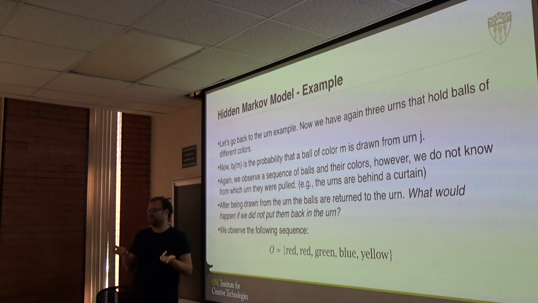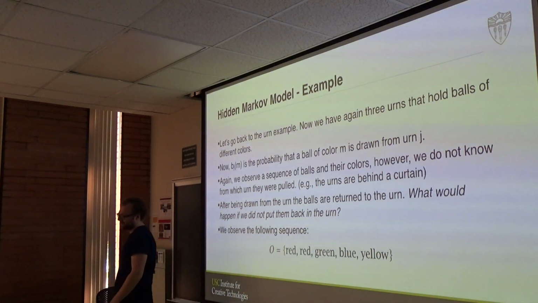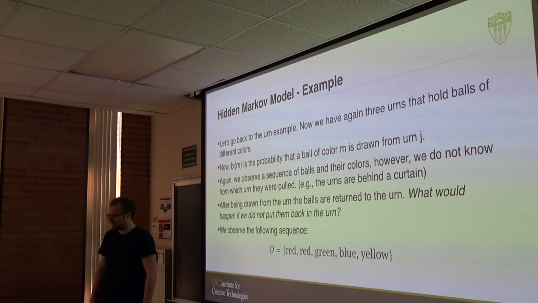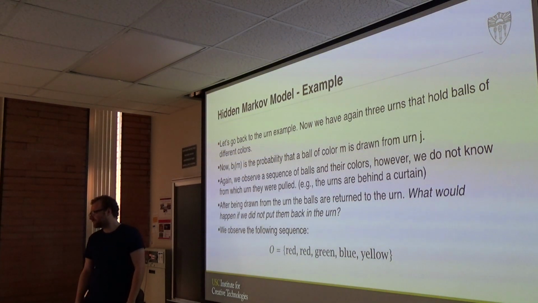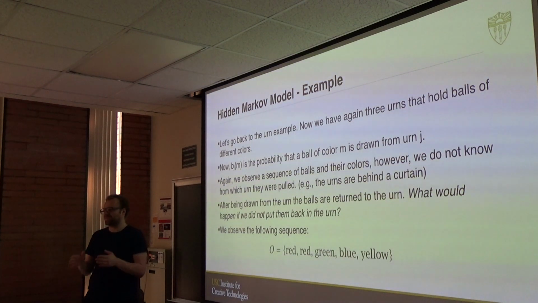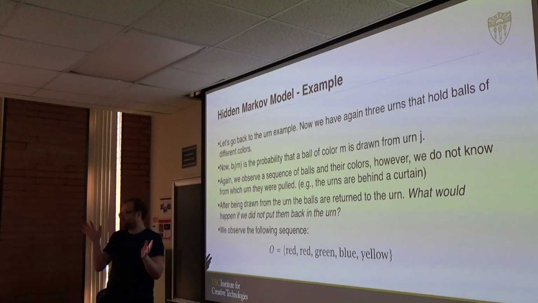We would need to make all the combinations: seeing red coming from the first urn, red coming from the second, red coming from the third. So these are the probabilities. And then the second red coming from the first, and the second red coming from the second, and all of these. Exactly. So we would have a combinatorially exploding number of possible ways to calculate this, right?